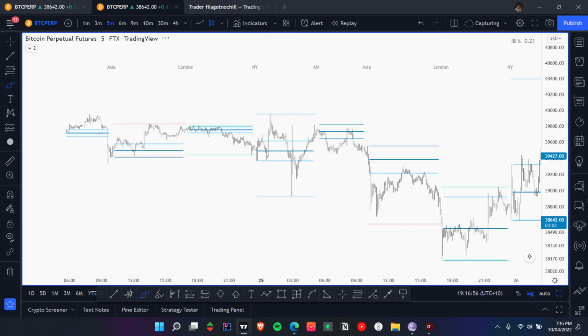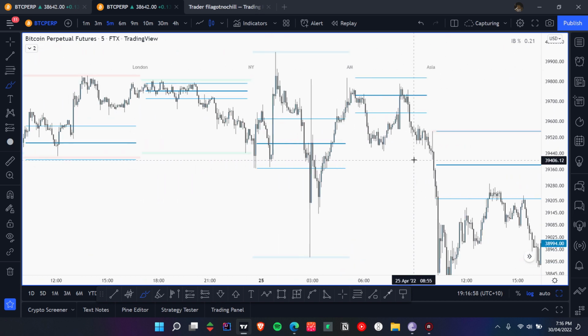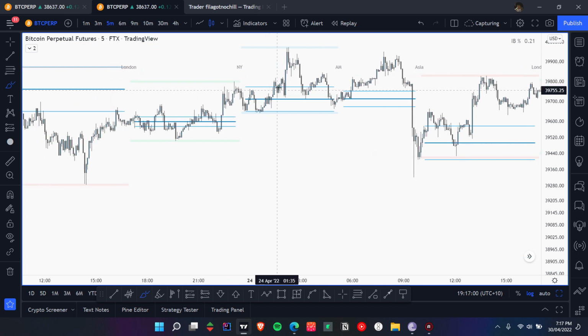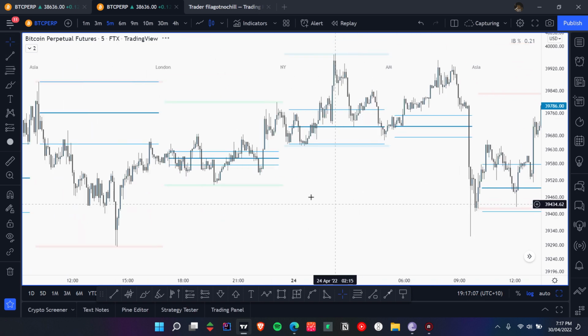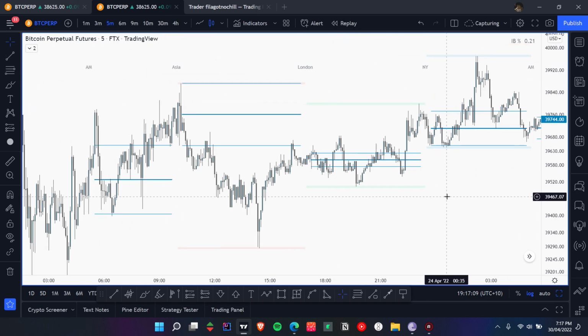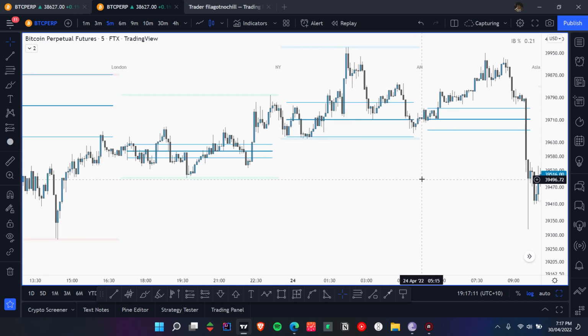So initial balance has three key zones. One is the high, one is the low, and the midpoint. The midpoint is, you can think of this as where all the value is, just like the volume profile, as I'll explain in a bit.